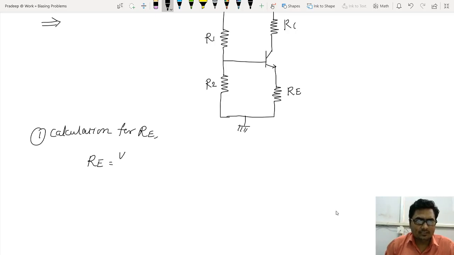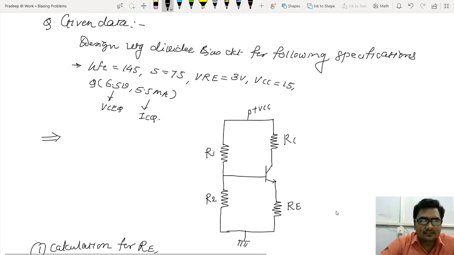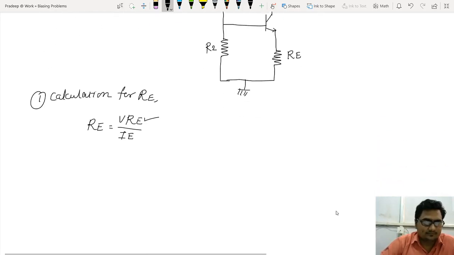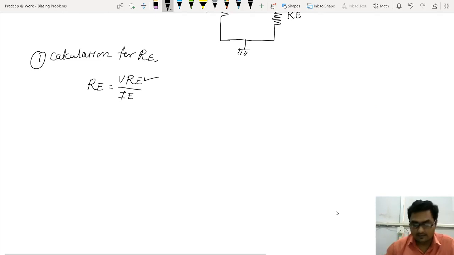What do we need to calculate RE? Obviously the voltage across resistor RE divided by the current flowing through resistor RE. Resistance equals voltage divided by current. Yes, this is the universal thing. So we need the voltage across RE, that is VRE, and the current flowing through RE, that is IE. VRE is given in the specification. It is 3 volt. Now our job is to calculate IE.